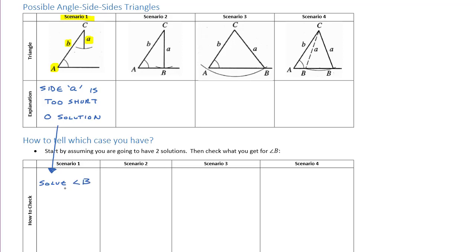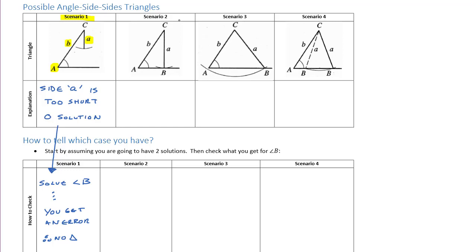And you'd set up your sine law, sine B over side B equals sine A over side A, and you'd start solving. And what you end up doing is after you use your sine law, you get an error. So in your calculator, you get an error, and that means there's no triangle. And we're going to do an example of one of those below in a minute, okay? So therefore, there's no possible triangle.